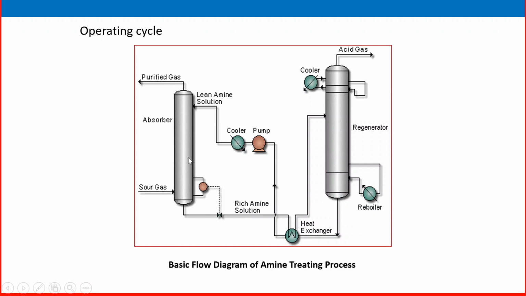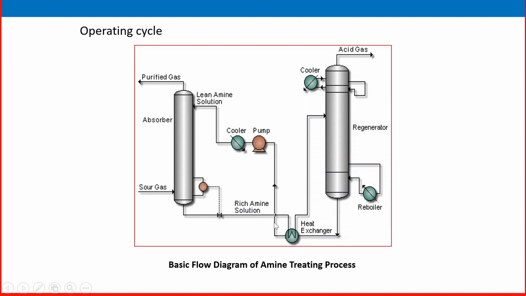In the absorber, gas is going up and lean amine solution is entering at the top and passing down, so a counter current flow pattern is established here. H2S is absorbed in the amine solution, and the purified gas, pure hydrocarbon gas, is released from the top of the tower. The rich amine solution, that is amine plus H2S, is received at the bottom of the tower and taken out from here.